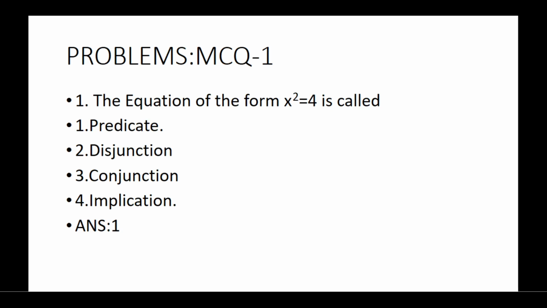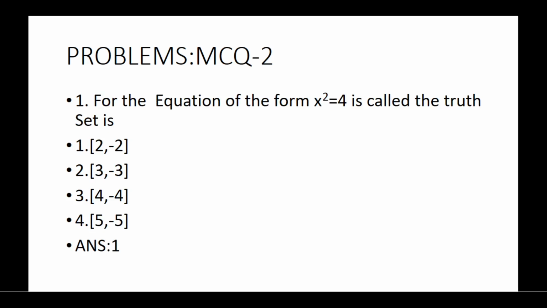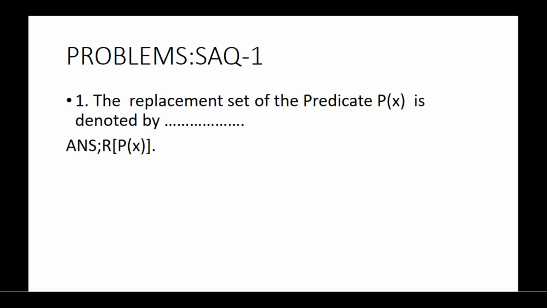So this is about predicate, replacement set and truth set. For the equation x square equal to 4, the truth set is 2 comma minus 2. Here the replacement set is the set of all integers. And here also the replacement set is the set of all integers. The truth set is the fourth option, that is 5 comma minus 5. The replacement set is denoted by r of p of x, and the replacement set of the predicate x square equal to 4 is integers.